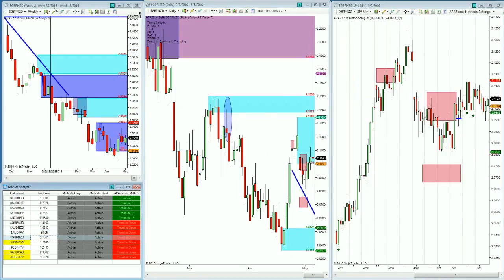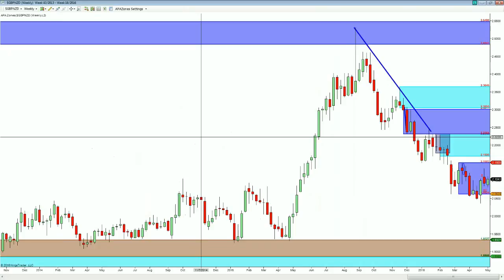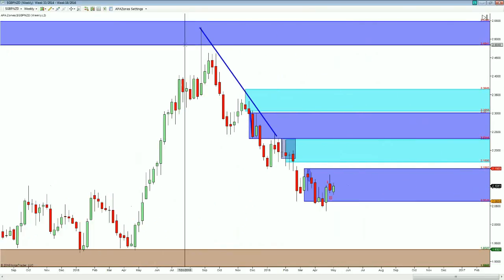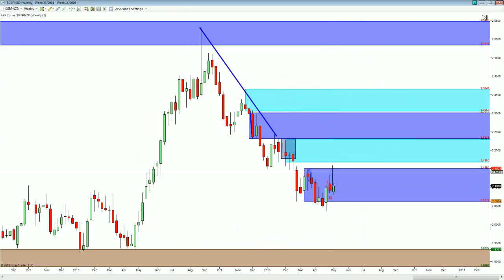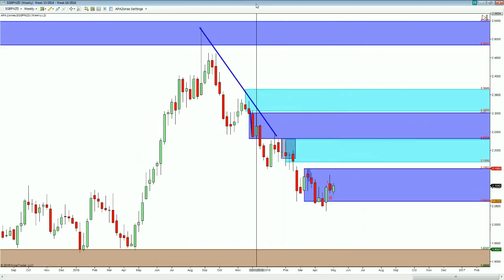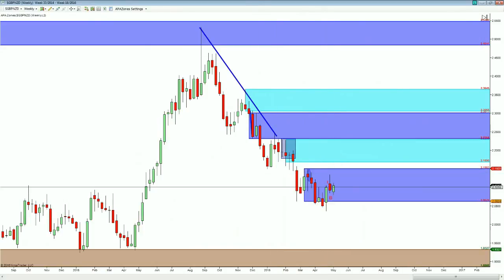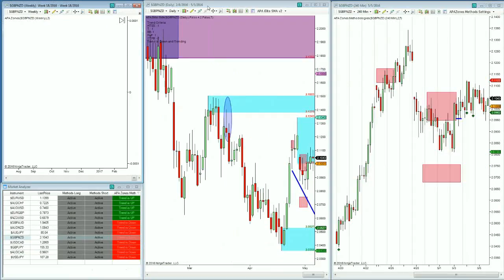Moving over here to the pound Kiwi. Nice downtrend. And if we're in a nice downtrend, then this right here means that we are in a retracement area on the weekly charts.